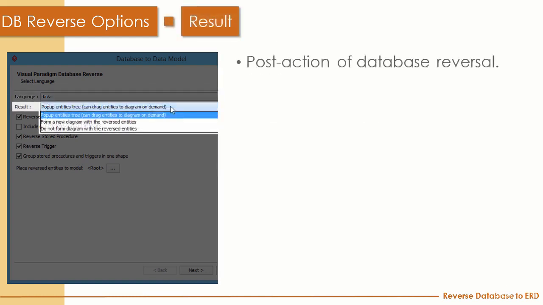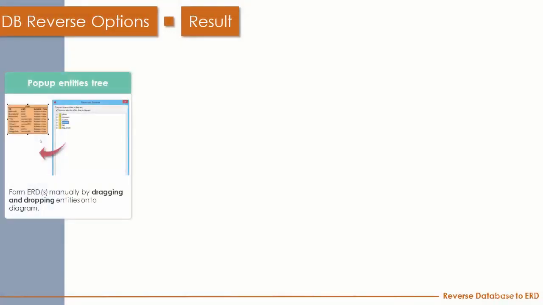The second option is the result. How is the reversed result shown? This is the list we saw, and by default, it is a pop-up entity list. Let me show you the differences between these options. The first one is the pop-up entity list, what we just did. We provide a list, and then you can drag and drop the entities into the ERD, and that helps you develop multiple context-based entity relationship diagrams rather than a giant entity relationship diagram.